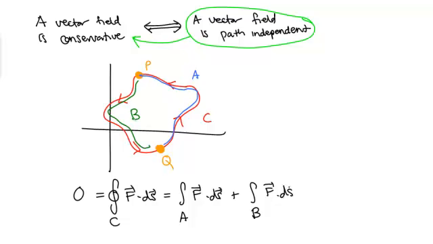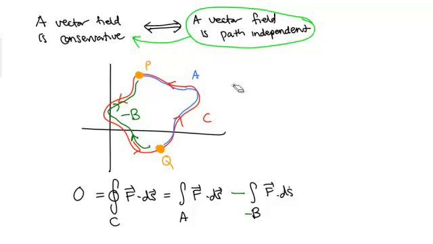Imagine for a second we took B but made B flow in the opposite direction. So that would be negative B. One of our rules of line integrals is that if we negate the direction of a path, then we negate the value of the line integral. So we would have that this is equal to the line integral over A minus the line integral over negative B.